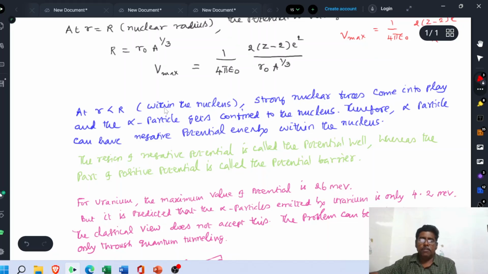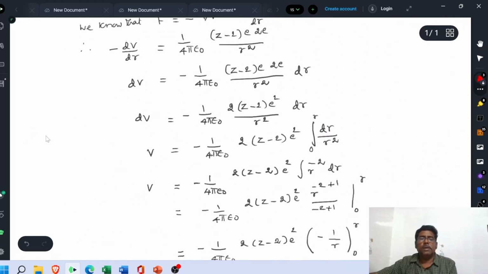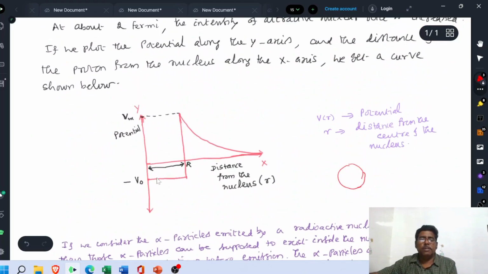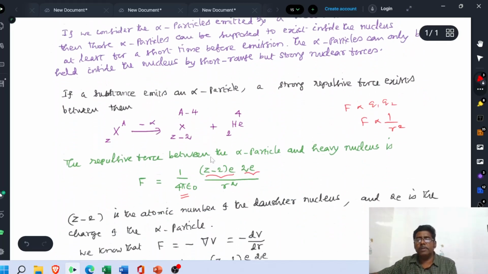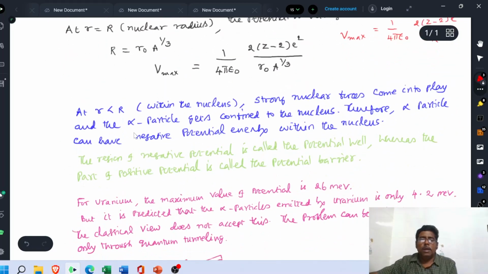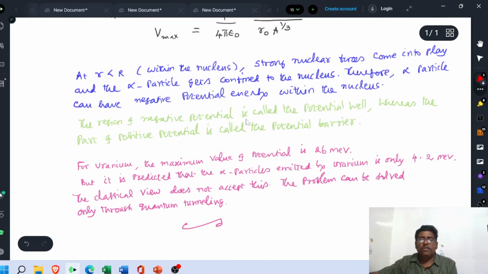Suppose the alpha particle is within the nucleus, where the nuclear forces are dominating. As a result, the alpha particle can have negative potential energy within the nucleus. Here the potential is negative, a spherical well potential. This is an attractive potential, but this region is a repulsive potential region. The region of negative potential is called the potential well, whereas the part of positive potential is called the potential barrier.